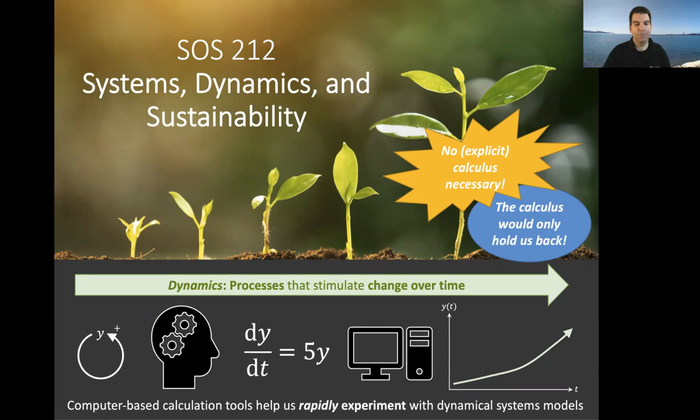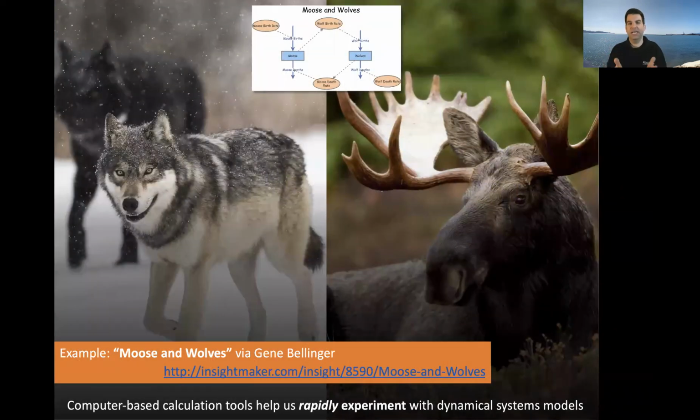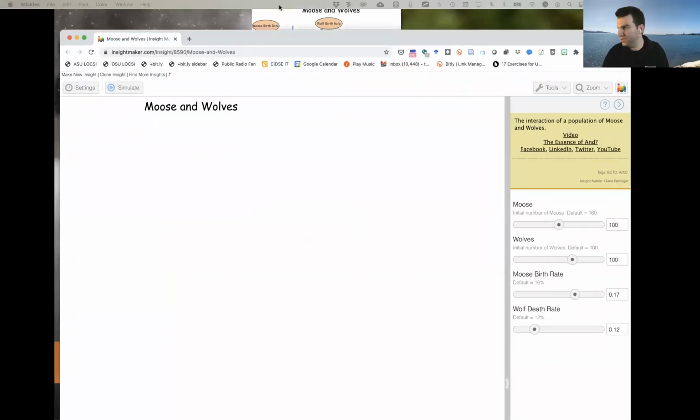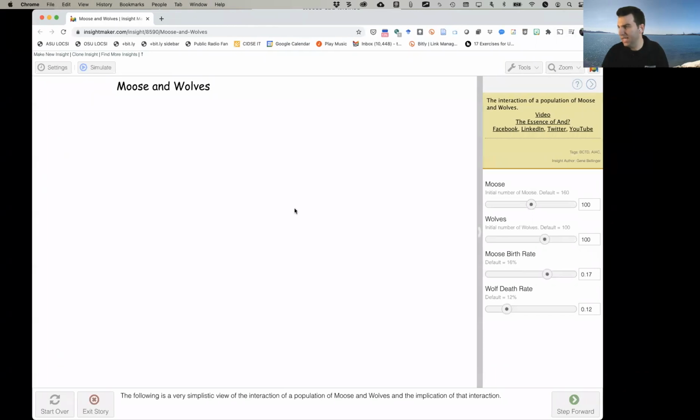Let me give you a brief example of what something like that might look like. This is an example I borrowed from Gene Bellinger, who puts together a lot of educational materials about systems thinking. It's an example of moose and wolves. If you bring up this lecture from the Canvas site, and we'll go into all the course policy stuff in a second, you can click on this link up here, and it will open up a website, which I'll pull over to the screen that's being shared. This sets up a story.